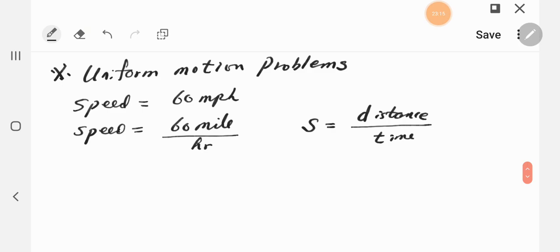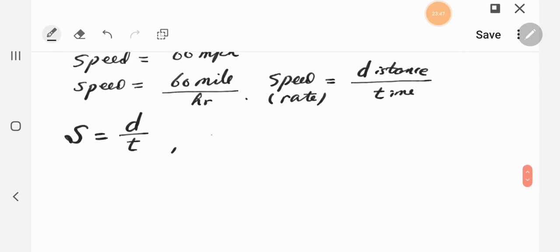Distance over time is the speed. Speed is also, we say, a rate. What's the speed rate? What's the rate? So we have one equation like this. The equation for the speed is distance over time.